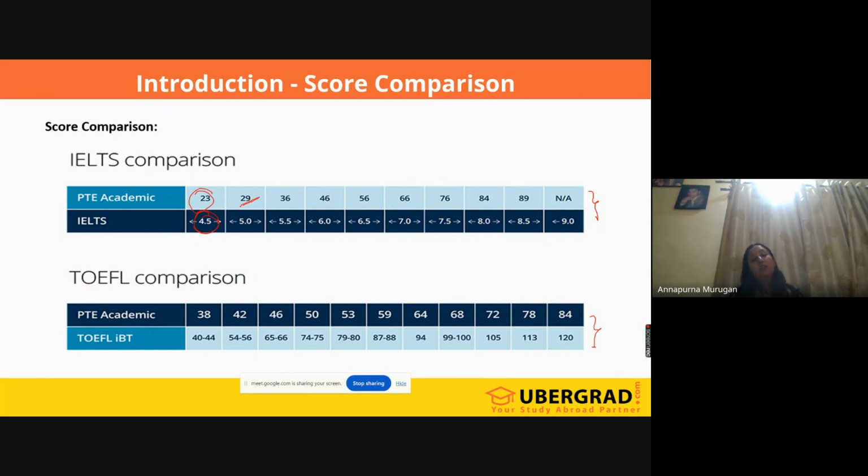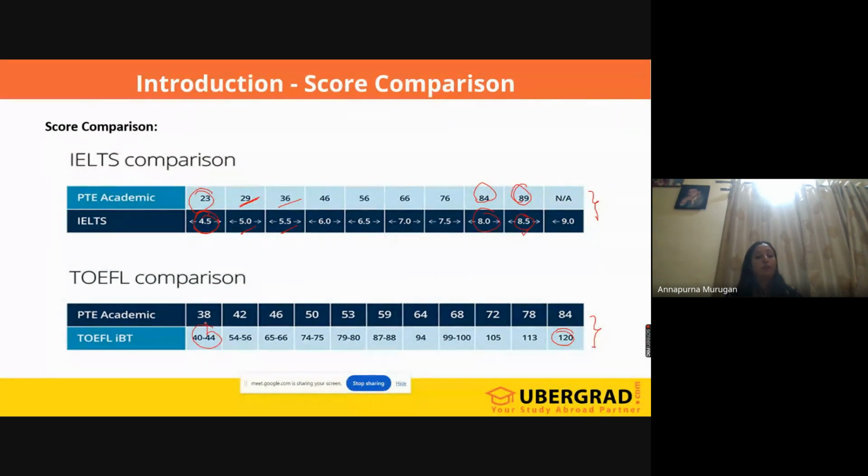So 29 is 5.0, 36 is this, so that means if you want to get 8.5, that is 89 that gives 8.5 here. Okay. 84 is 8 in IELTS. Whereas here, PTE and TOEFL, if you see, TOEFL is on the band of 120. Okay, so TOEFL is comparatively tougher than any other English language test here.